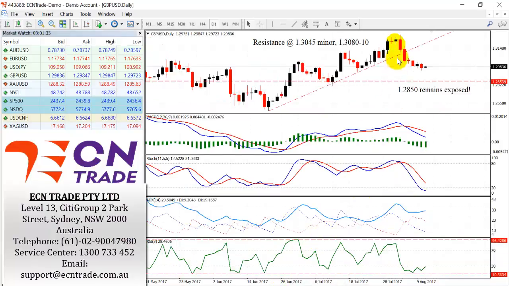Sterling has remained weak since the bearish outside range day, and I still see 128.50 as exposed to the target, which should eventually be reached. Any advances should now find resistance around 130.45 and firm above at 130.80.10, around this region here.